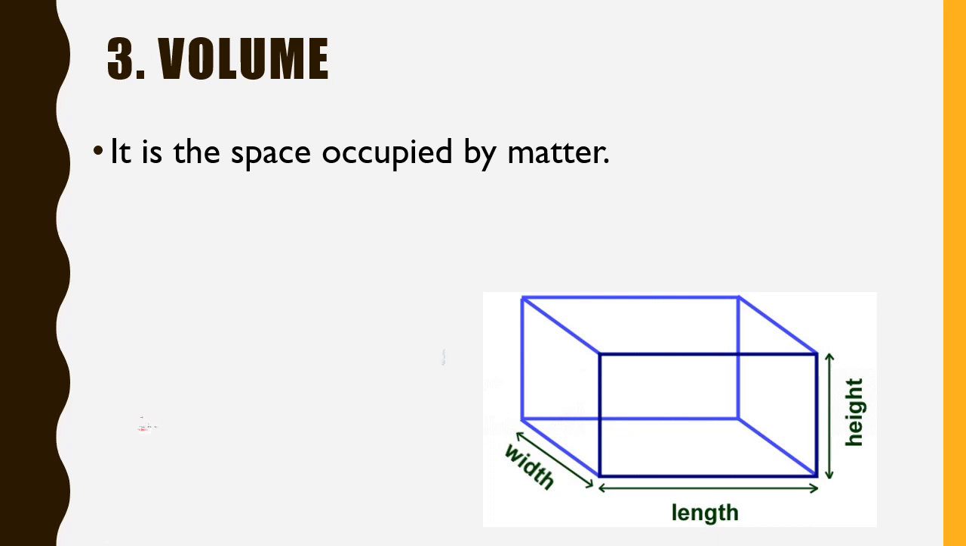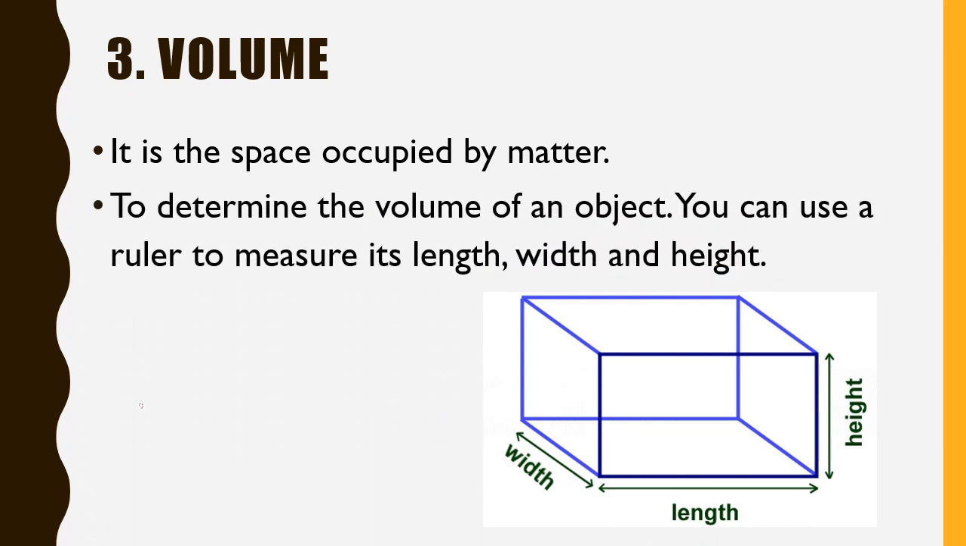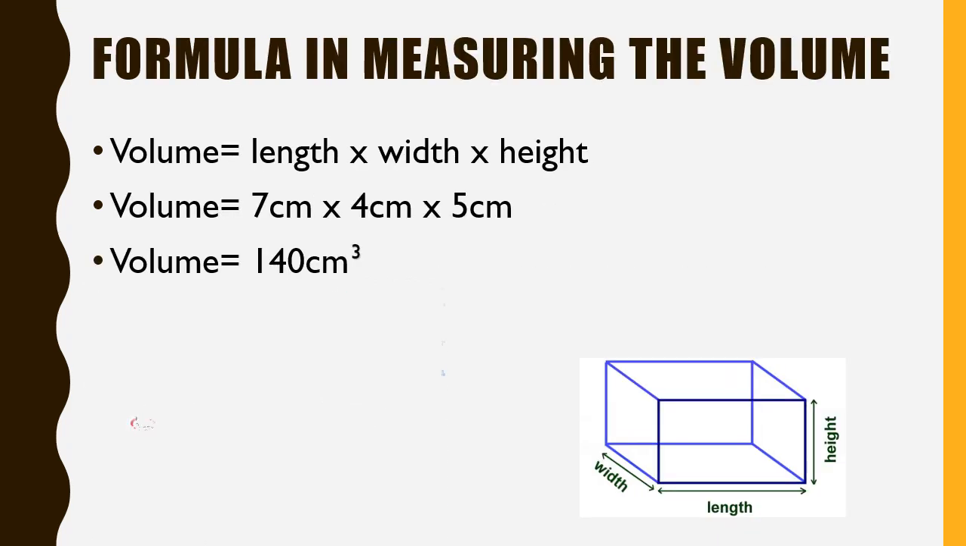The third property of matter is volume. Volume is the space occupied by matter. To determine the volume of an object, you can use a ruler to measure its length, width, and height. The formula in measuring the volume is length times width times height.